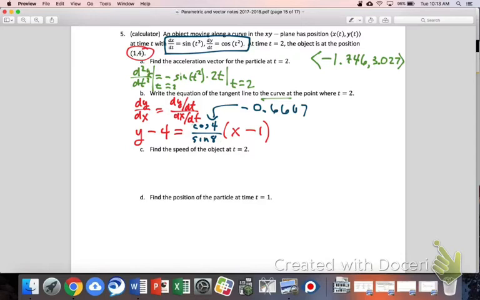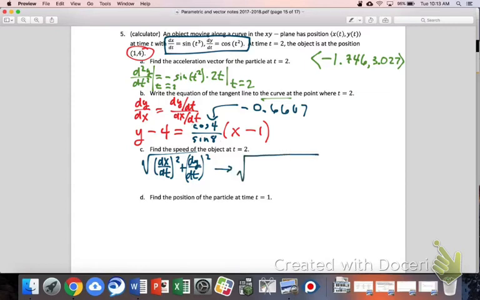Part C, find the speed of the object at t equals 2. Depending if you're a physics person or a calculus person or some blend of both, you could think of this as being very formulaic. You could think of it as a resultant vector if you're a physics person. The formula, of course, is the square root of (dx/dt) squared plus (dy/dt) squared. This is your formula for the magnitude of the velocity vector, also known as speed.